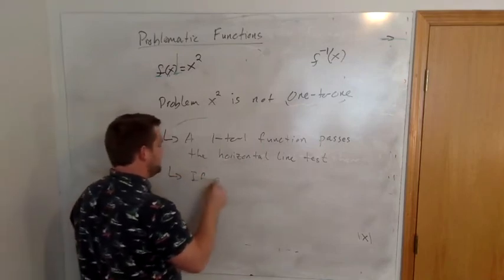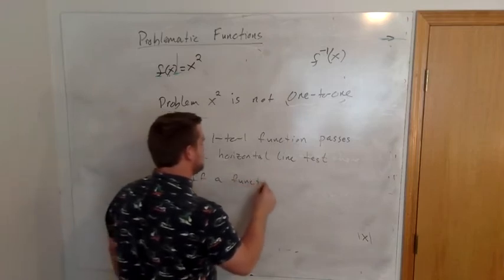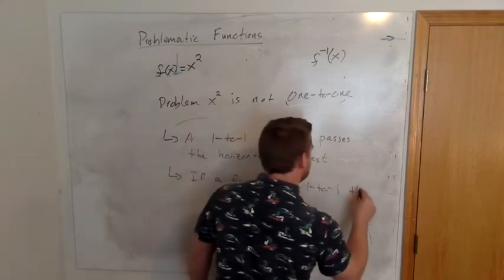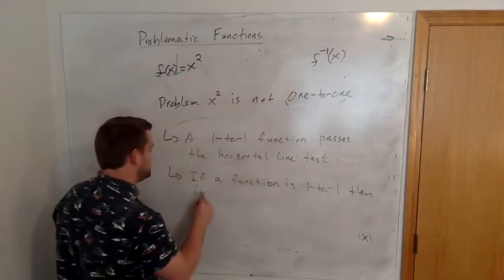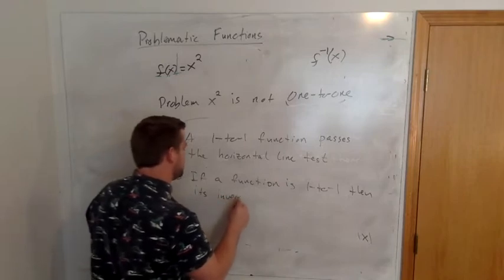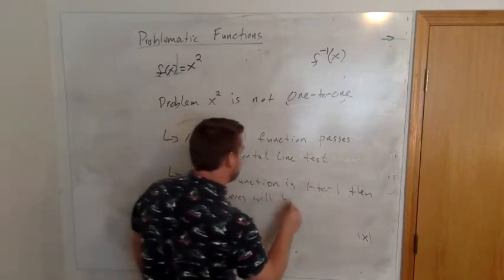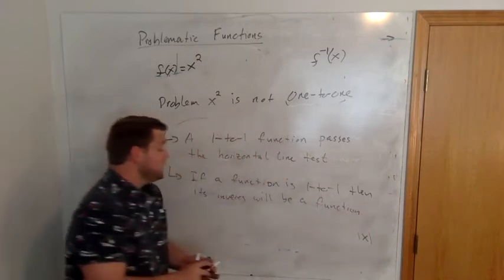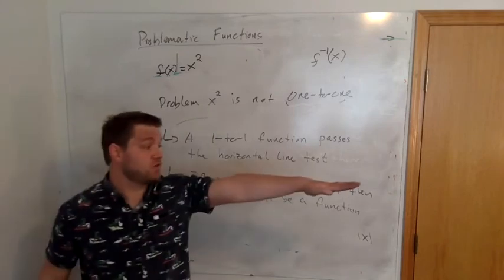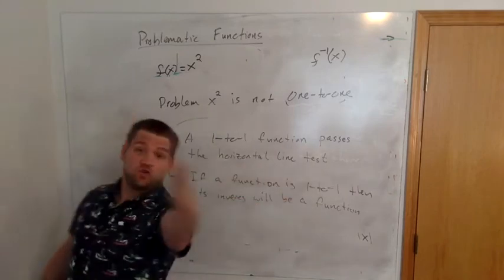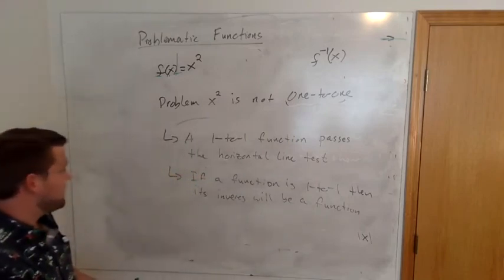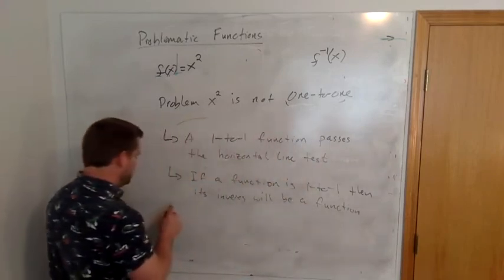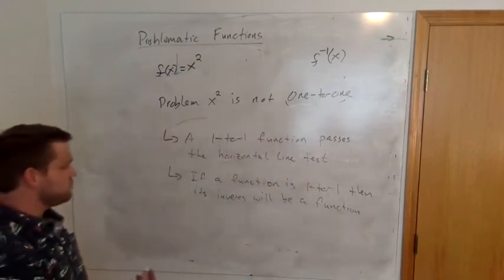If a function is one-to-one, then its inverse will be a function. Again, because if the function passes the horizontal line test, then its inverse will pass the vertical line test. If a function is one-to-one, then its inverse will be a function. So one-to-one functions have inverses that are functions.